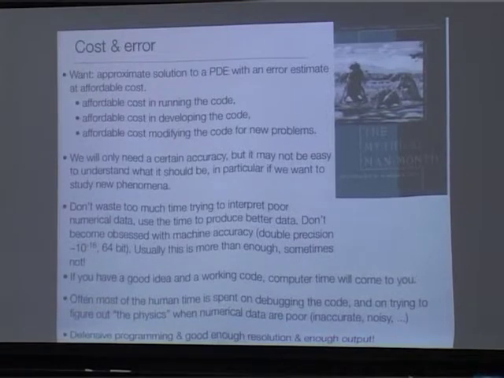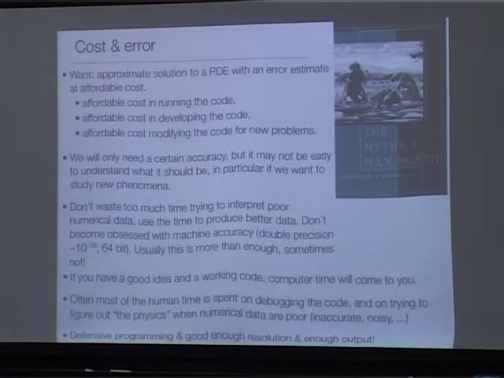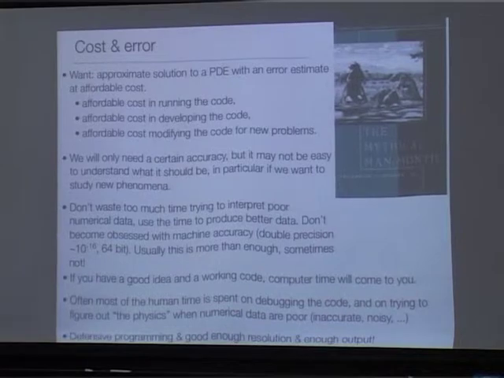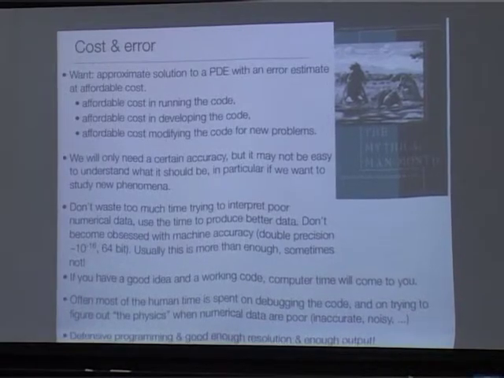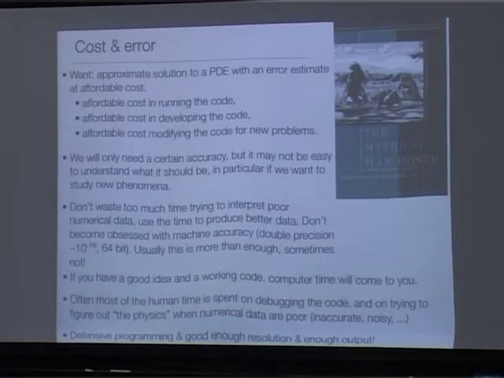Right. So you don't have to do things more accurately than what you need. But also, I would say what's very important is don't waste too much time trying to interpret poor numerical data, which have a lot of noise and a lot of garbage. You can waste a lot of time doing this. Just use that time to produce better data. It sometimes is a good advice. And don't become obsessed with machine accuracy. Accuracy has to serve a purpose, whatever you need. Okay.